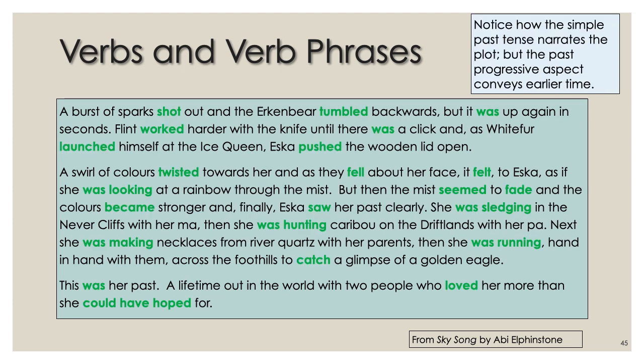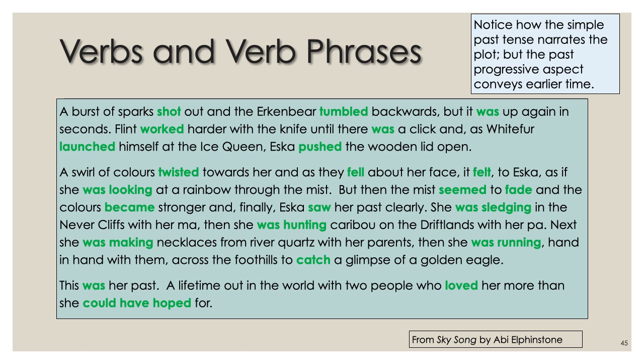So here they are. Again, I've highlighted them in green, and you can see that there's a mixture of the verb phrases which are single verbs, like shot and tumbled, and the verb phrases which are multiple verbs in a sequence, such as was looking, was making, was running, and then one with three, could have hoped. All of those are verb phrases.